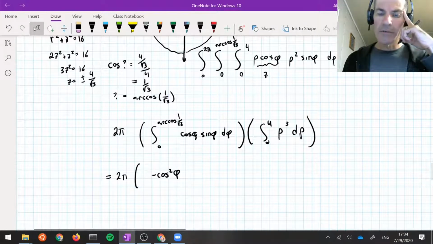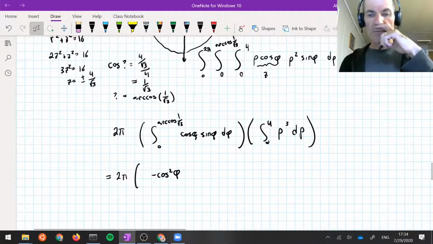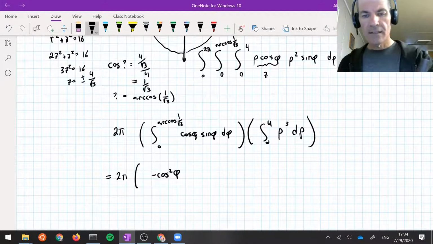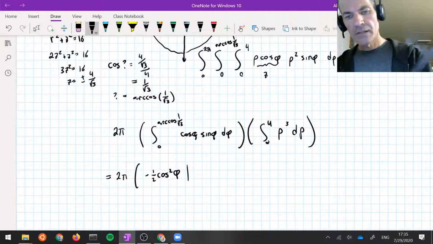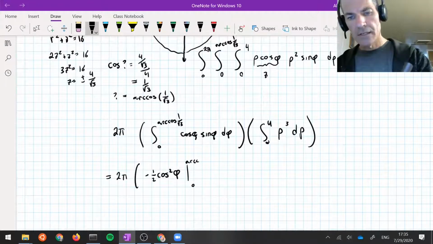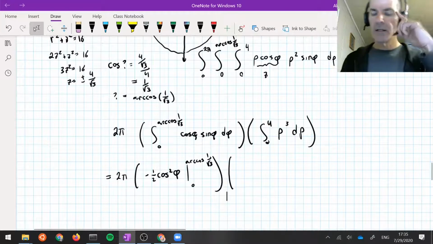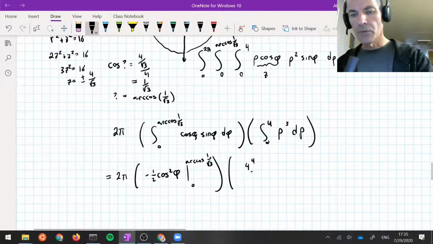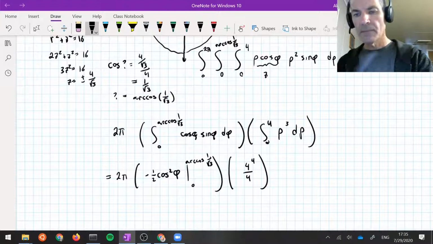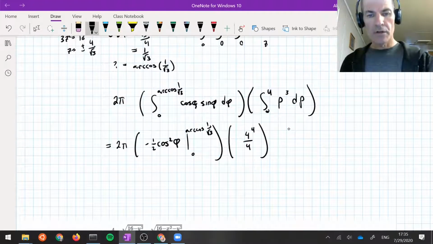We could have integrated it so that we got sine squared phi, but I'd like to keep that cosine and hope that it cancels with this arc cosine. So that looks good. It looks like I need an extra factor of 1/2 there to make that work out, but yeah, that looks good. And that's going to go from 0 to arc cosine 1/√3. And then this last guy, rho to the 4th over 4, plug in 4, plug in 0. That's 4 to the 4th over 4 minus 0. That's just 4 cubed. All right, let's keep going.